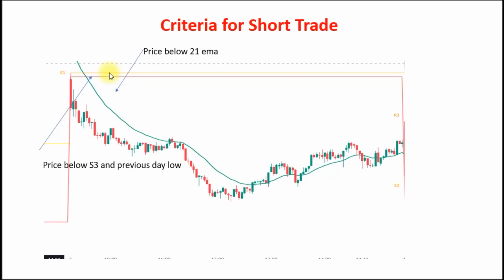S3 is nothing but support. So price is below the support and we got an opportunity to enter into the short trade. You will be more clear if I show a few examples in the charts. So now we look at the examples in the charts.